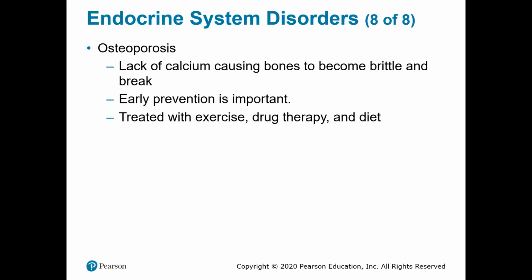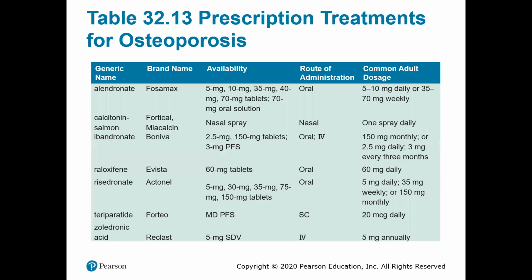And then osteoporosis. This is a lack of calcium causing the bones to become brittle and break. So early prevention is important. This is going to be treated with exercise, drug therapy, and diet. Table 32-13 provides prescription treatments for osteoporosis, and that's found at the top of textbook page 555.